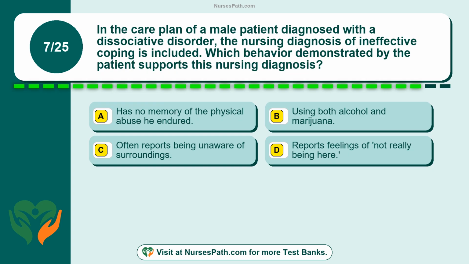Question 7. In the care plan of a male patient diagnosed with a dissociative disorder, the nursing diagnosis of ineffective coping is included. Which behavior demonstrated by the patient supports this nursing diagnosis? Option A, has no memory of the physical abuse he endured. Option B, using both alcohol and marijuana. Option C, often reports being unaware of surroundings. Option D, reports feelings of not really being here.